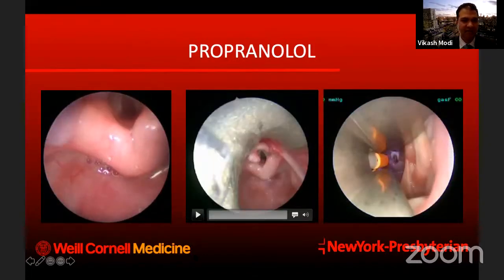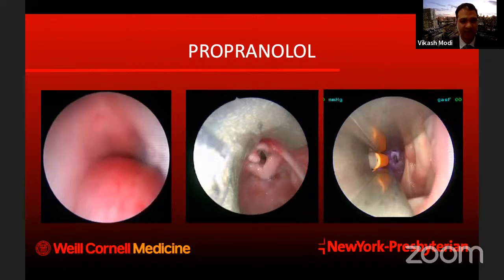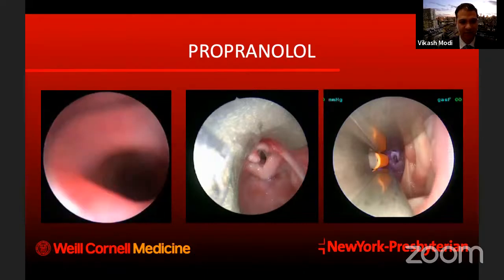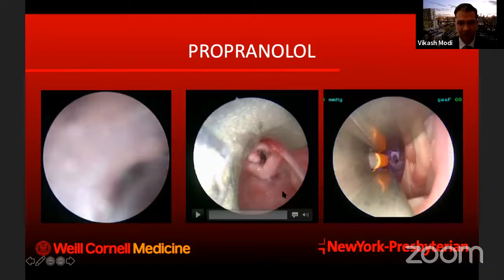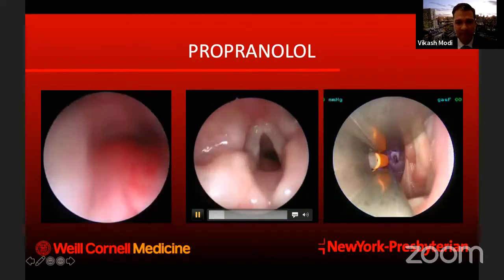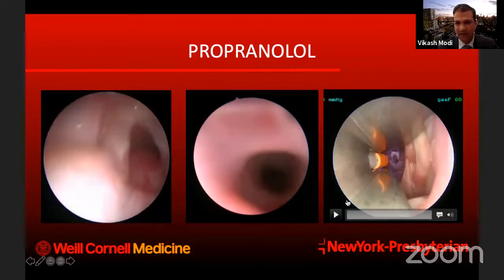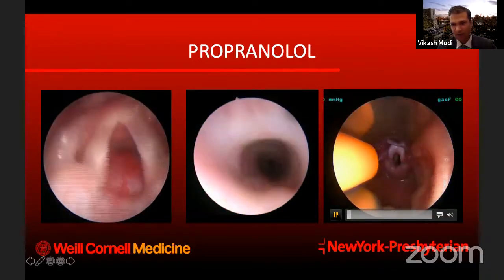And this is a child with a 90% obstructing subglottic hemangioma. You can see quite large, pretty impressive, and then the remainder of the airway is normal. This is after just 4 days of propranolol. And you can see that it shrinks by at least 50%. And this is after 3 weeks of propranolol.